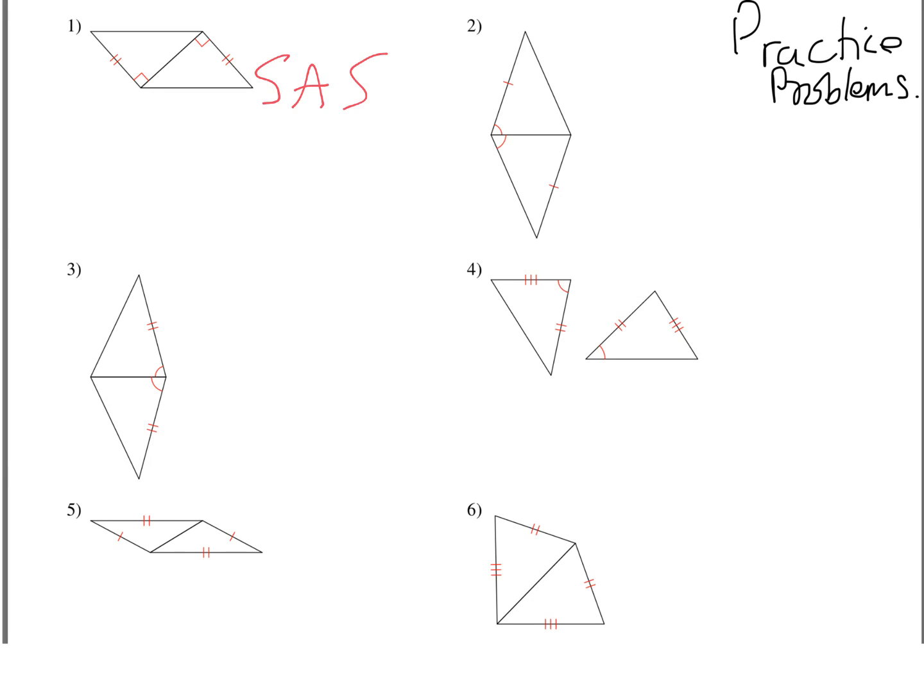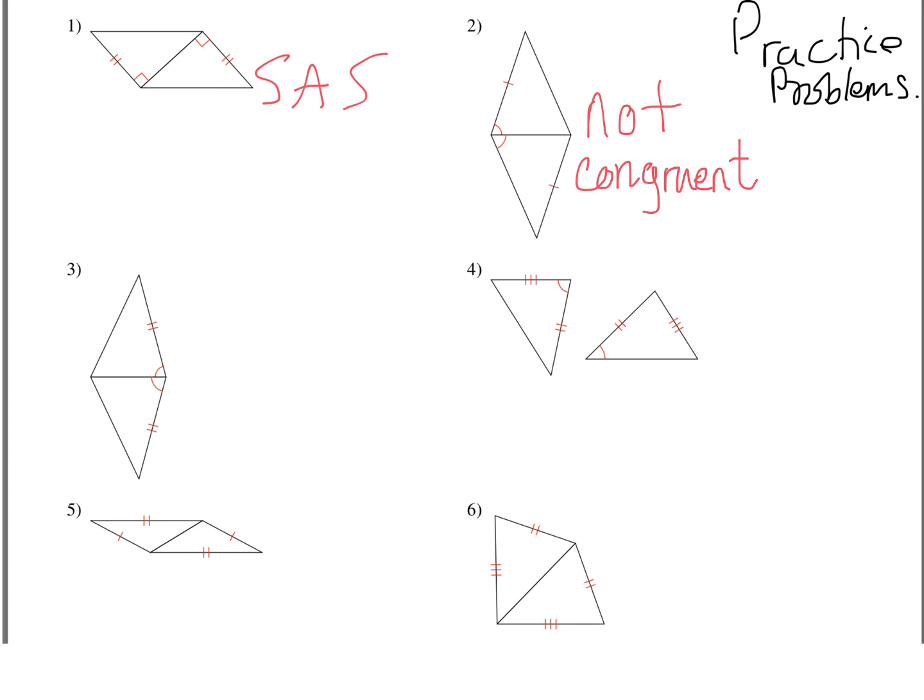Number 2. So we have side, angle, side. But then over here, we don't know if these are congruent. So we have side, side, angle. That's nothing. So this would actually end up being not congruent, because there's no way to prove that the two triangles are congruent.